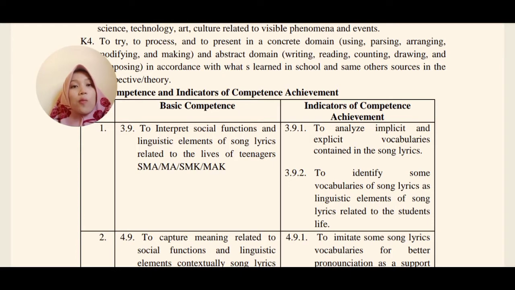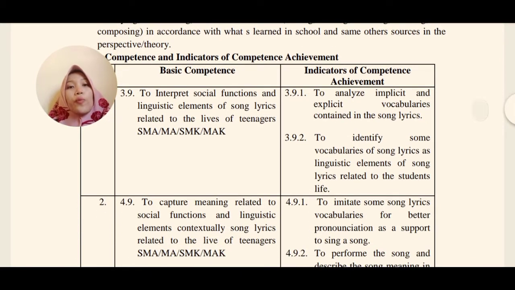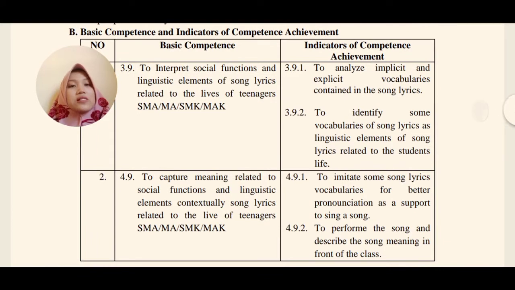The second basic competence is 4.9. It is skill aspect to capture meaning related to social function and linguistic elements contextually of song lyrics related to the life of teenagers, SME, ME, SMT, and MET. Then we enter the indicator of competence achievement. There are two indicators of competence achievement based on one basic competence.